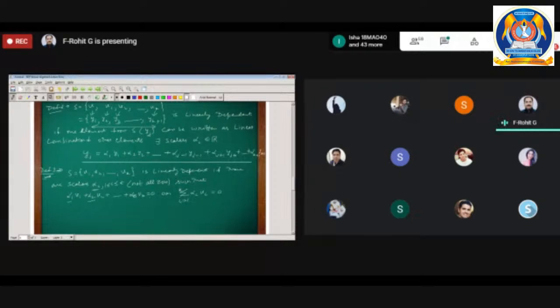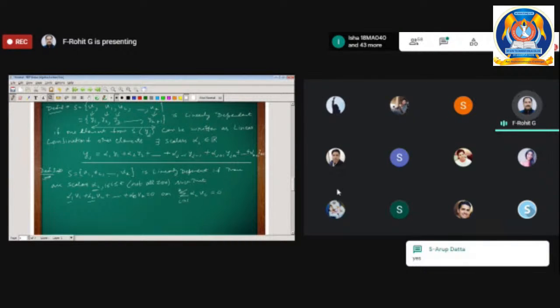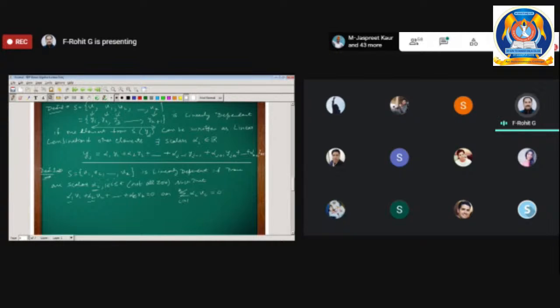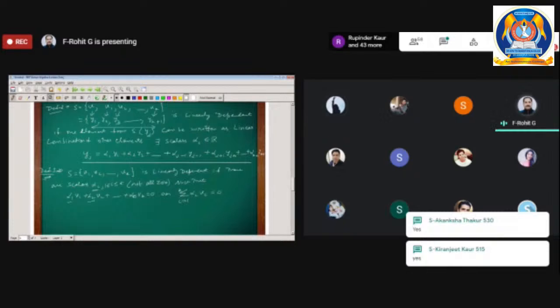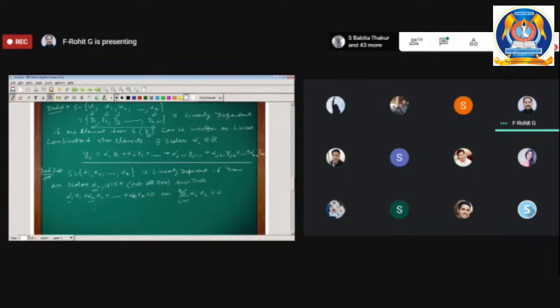What I want, definition number 3. That means there exists some element in this set S which should be a linear combination of other elements. Can I prove definition number 2 from definition number 3? Yes, sir.